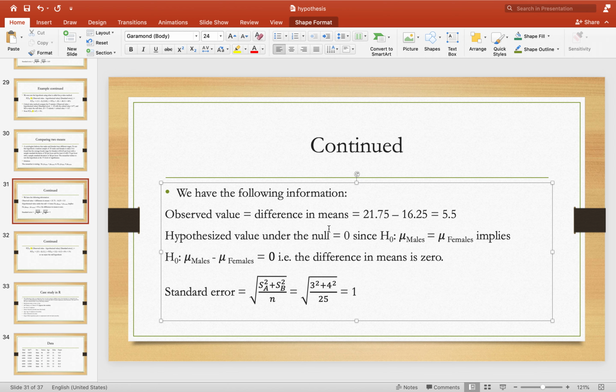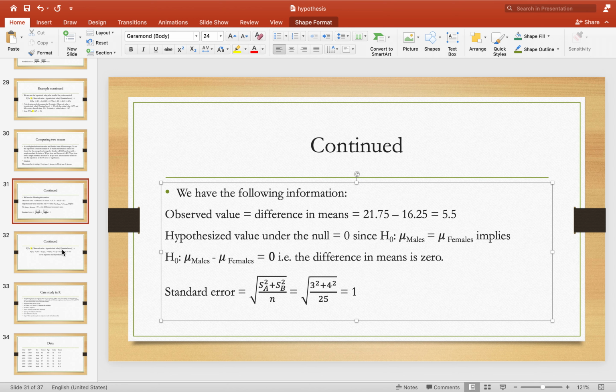Okay, and we calculate our observed value. That's just the difference in sample means. So that's $5.5 an hour. And the hypothesized value or difference, if they had equal wages, would be 0. Okay, so we're going to subtract 0. And then we calculate our standard error. And we see the standard error is $1 per hour.